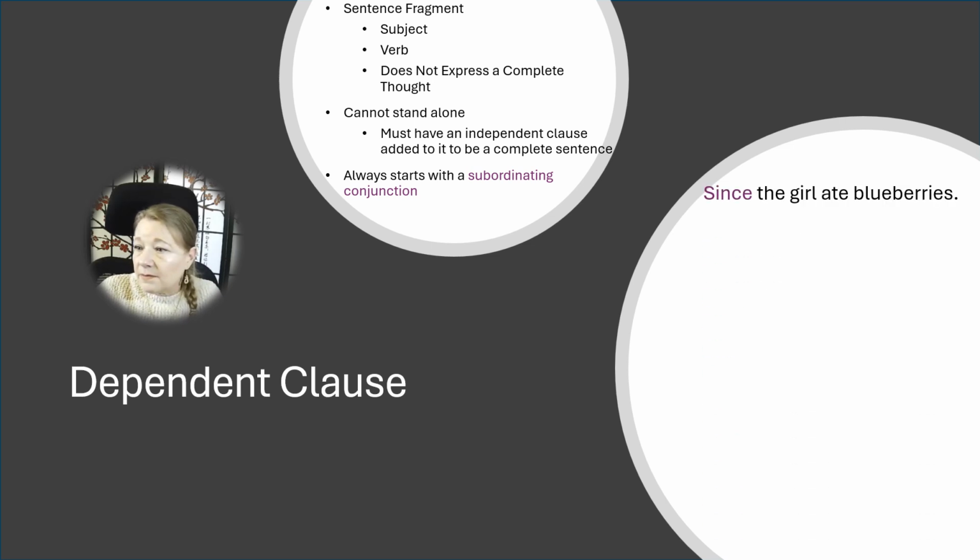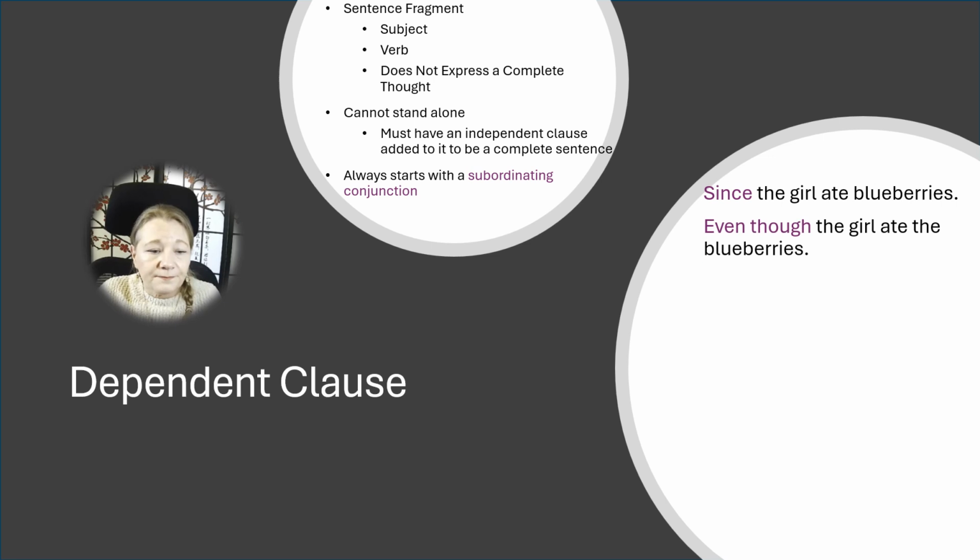So let's look at some examples there. Since the girl ate blueberries. Since is a subordinating conjunction. And when you hear this, since the little girl ate blueberries, you're left hanging. You're waiting to hear the rest of the sentence. That's what happens when a clause does not express a complete thought. So because of the word since, that subordinating conjunction at the beginning, it has made this a dependent clause. We need more information for it to be complete. It has a subject, the girl, it has a verb, ate, but it does not express a complete thought.